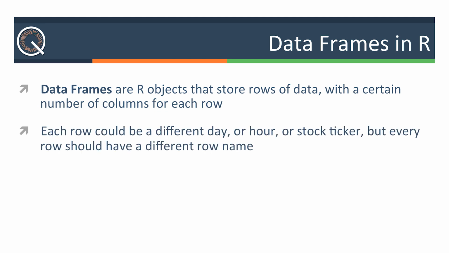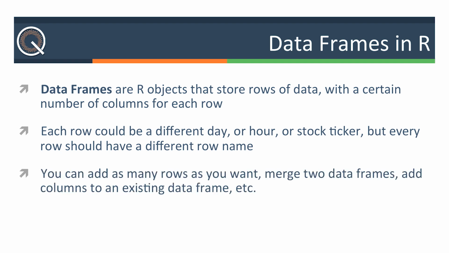And every single day is going to have those same attributes. Now, all of those attributes are going to stay the same across each of the days. None of the days should be the same, so none of the rows should be the same. In other words, every row should have a different name. You could add as many rows as you want. You can merge data frames. You can add columns or attributes to each of those days. Now, it doesn't have to be a day. It could be an index, could be anything you want as the row.